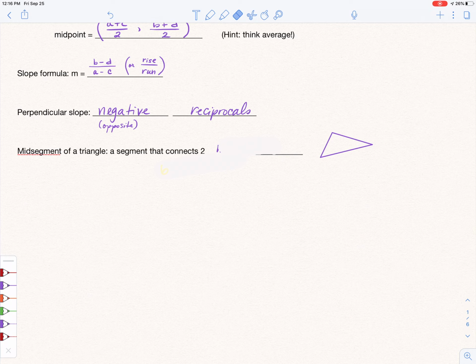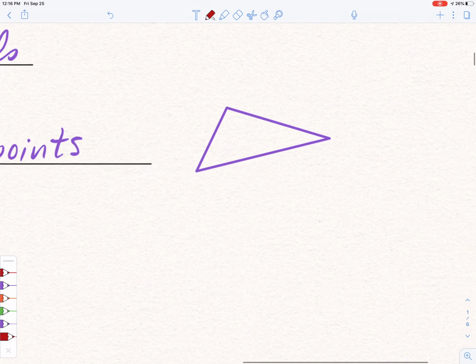The mid segment of a triangle is a segment that connects 2 midpoints. So let's say here that I have a midpoint right here and a midpoint right here. The mid segment would connect those 2 points. That's a mid segment.